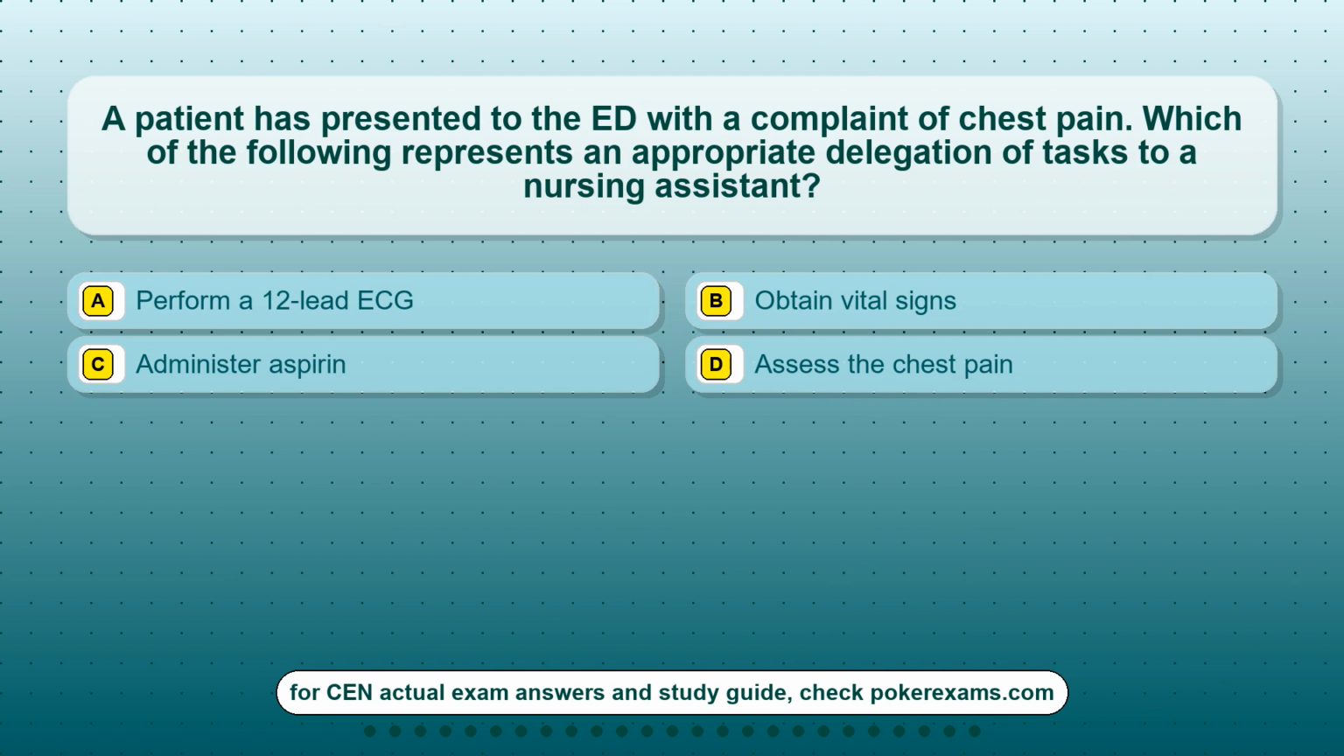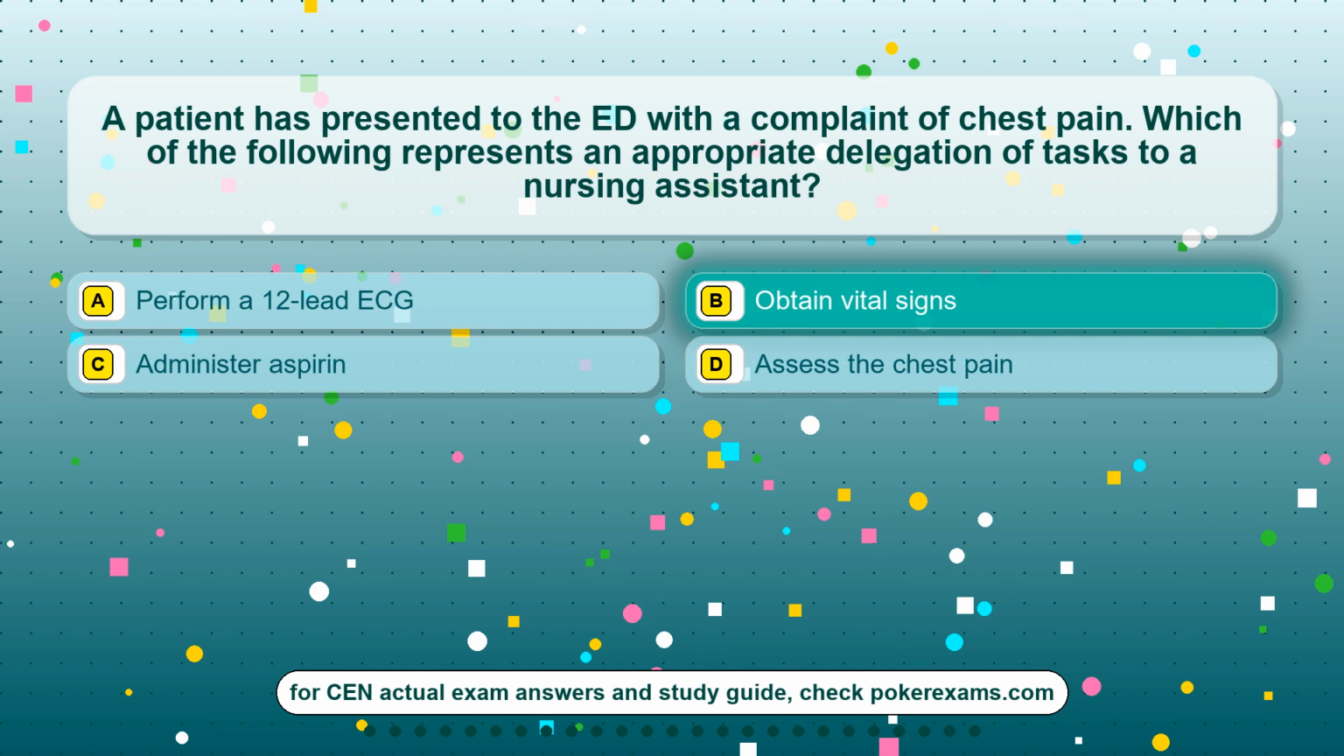Question 12. A patient has presented to the ED with a complaint of chest pain. Which of the following represents an appropriate delegation of tasks to a nursing assistant? Option A, perform a 12-lead ECG. Option B, obtain vital signs. Option C, administer aspirin. Option D, assess the chest pain.